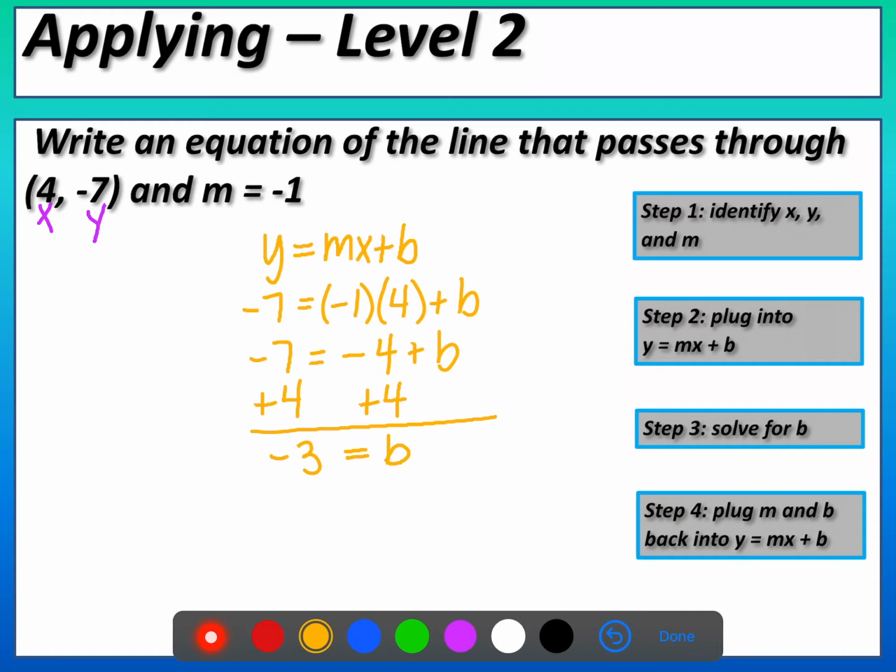So we have b, but remember, that's not our final answer. Our final answer is the equation. So y equals, we put back in our slope, -1, or you could just say negative x minus 3. So this is our final answer.